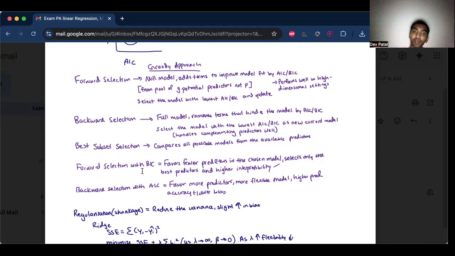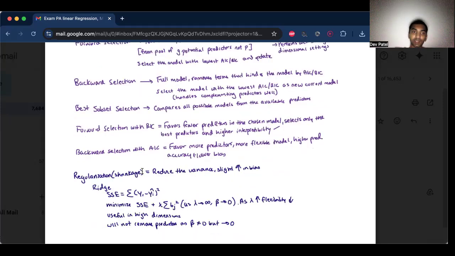If you're looking for more predictors, if you're looking for a more flexible model that can really capture the trends in your data, the nuances, the specifics in your data, and if your focus is on accuracy, then you want to use backward selection with AIC.